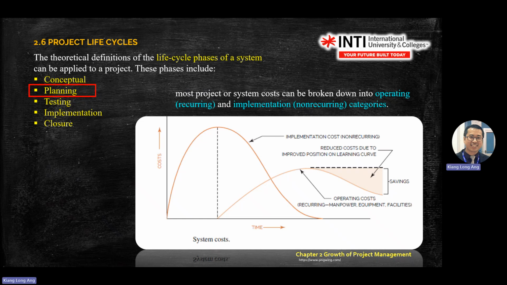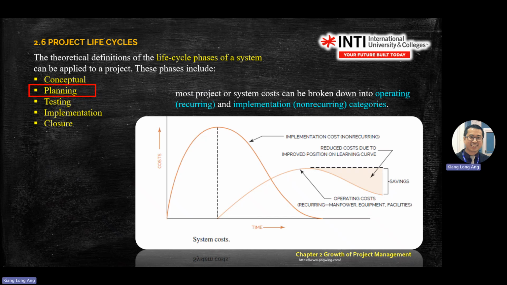In most projects, you have 2 cost components: operating and implementation cost. On this chart, the y-axis is cost and this is time. So this big curve here is the implementation cost. Then this one is the operating cost.